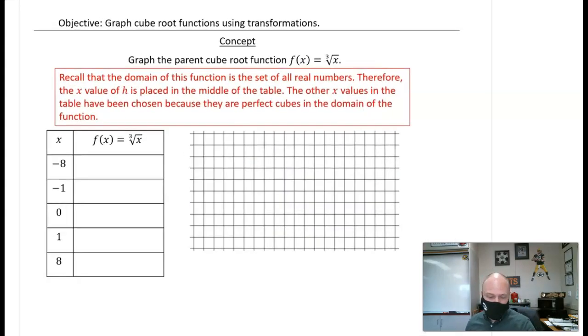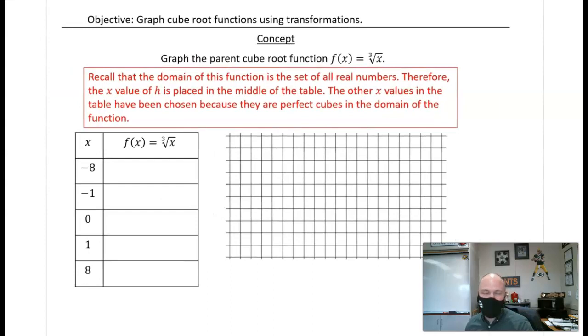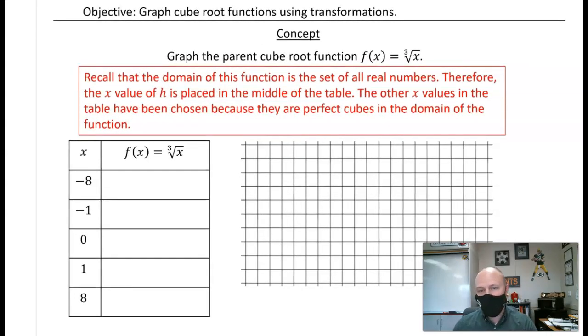All right, so let's go ahead and look at the parent function, the cube root of x. The first thing that I want to talk about that's different than square root functions is that cube root functions have no restrictions on our domain. I can plug in any value into my function. A square root function, I could only plug in 0 or positive numbers, couldn't plug in negative. That doesn't apply with cube root functions.